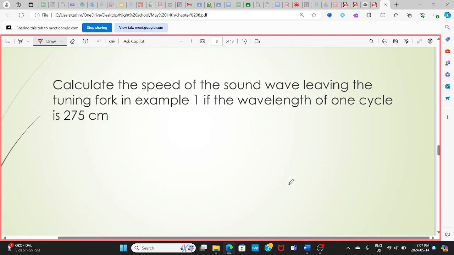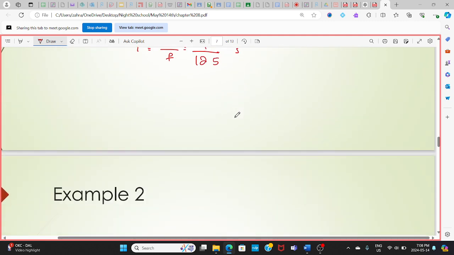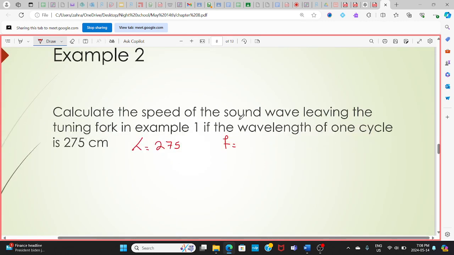Second example, calculate the speed of the sound wave leaving the tuning fork. In the first example, the wavelength of one cycle is given to be 275. So I know the wavelength is 275. I know the frequency from the top. We got 125 hertz. I want to find the velocity.